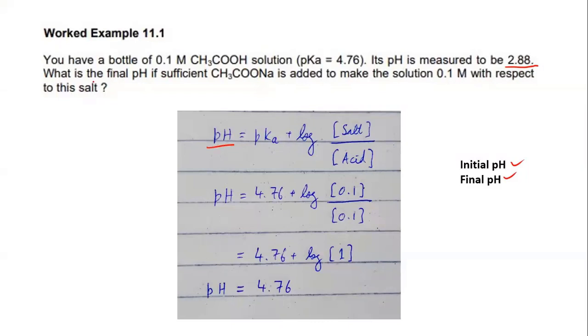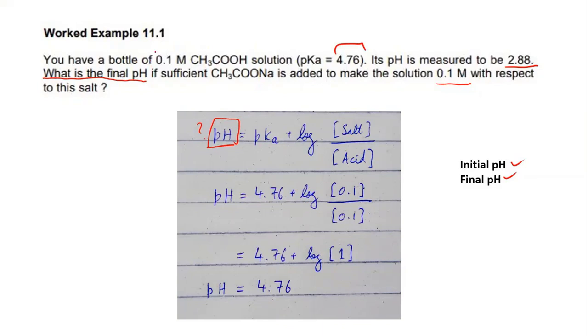Now, what is the final pH? So they are asking about finding this pH. If sufficient salt form of acetic acid is added to make the solution 0.1 molar with respect to this salt. Start putting the values here. pKa value is given here. Put it, plus log is going to be the same.